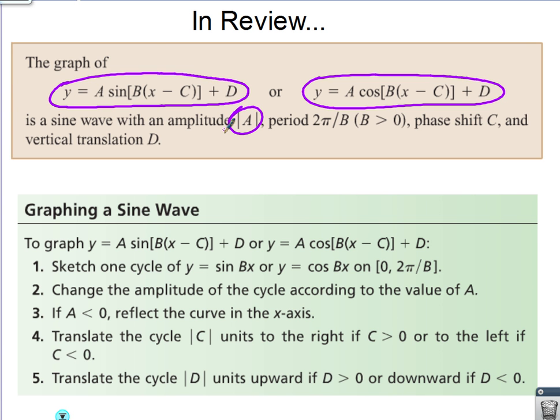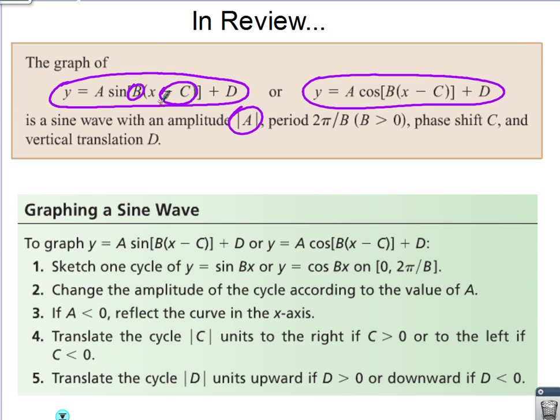What would the B do? Stretch or compress horizontally, so it would change your period. Minus C would change, or what would it do?